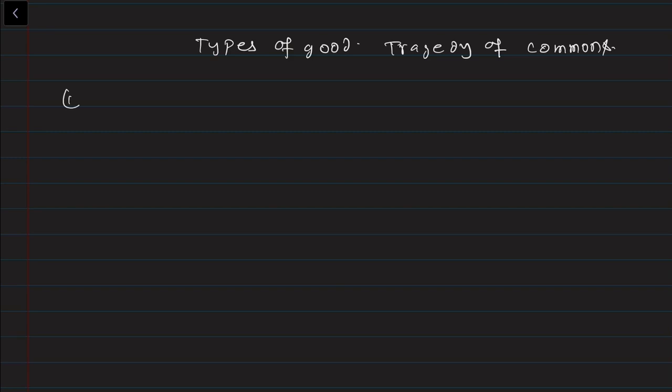In this video, I'm going to briefly talk about types of goods and tragedy of commons. You might have heard this phrase before. We'll look at this in brief in this video. Okay, so let's start with the types of goods. We are going to discuss four types of goods in this video.